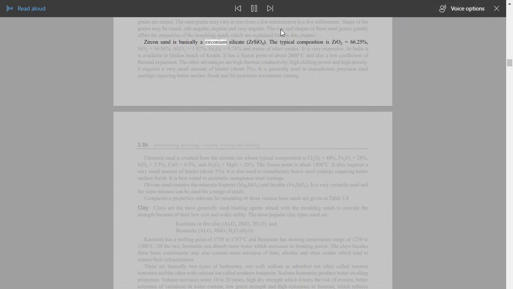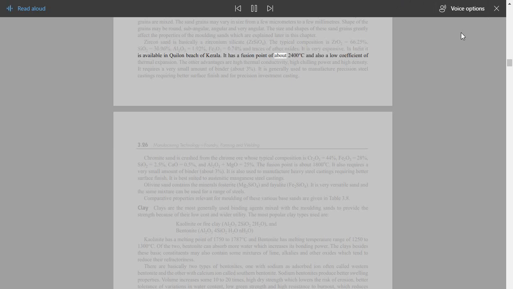Zircon sand is basically a zirconium silicate, ZrSiO4. The typical composition is ZrO2 equals 66.25%, SiO2 equals 30.96%, Al2O3 equals 1.92%, Fe2O3 equals 0.74% and traces of other oxides. It is very expensive. In India it is available in Quilon Beach of Kerala.